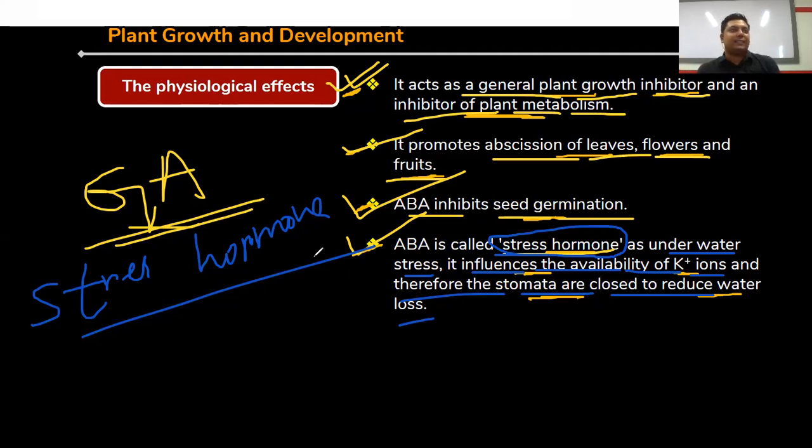like water stresses. Stresses means these are either present in huge amount or they are present in less amount. So in these cases, what happens? ABA is coming there and simply ABA slows the process of plant growth as well as slows the plant's metabolism. Clear? So that's why it is known as stress hormone.